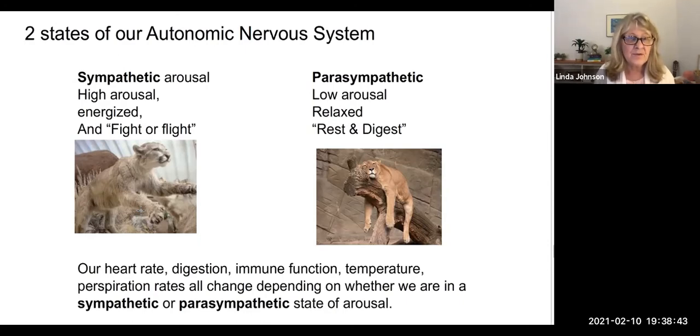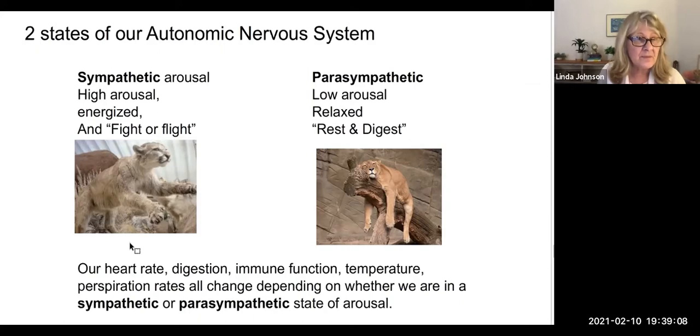Really what matters with this is whether it has a positive or negative emotional valence. Because parasympathetic with a negative emotional tone is frozen, being frozen. And sympathetic arousal with a negative emotional tone is being stressed out. Sympathetic arousal with a positive emotional tone is excited, inspired, motivated.